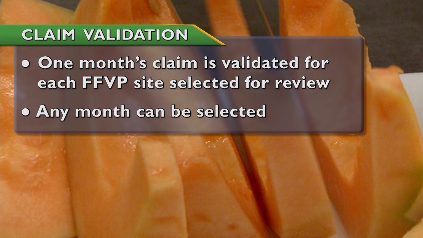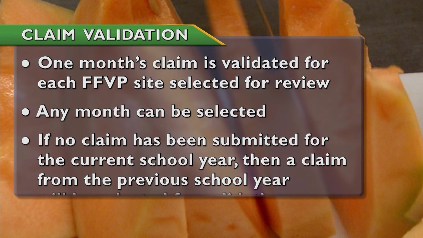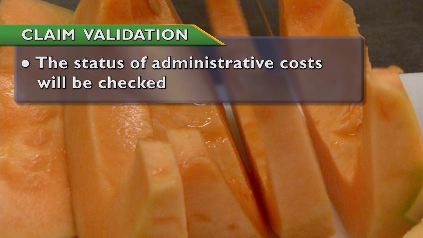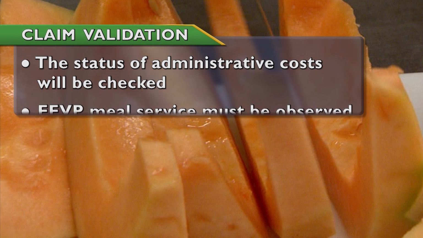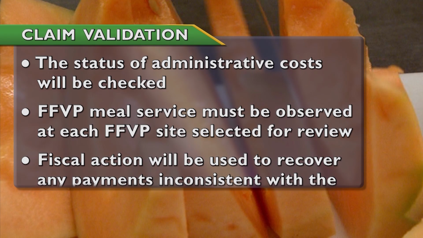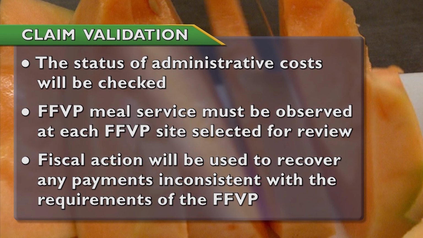If a claim has not been submitted for the current school year, then a claim from the previous school year will be selected for validation. The status of administrative costs will be checked. Observation of the fresh fruit and vegetable program meal service must occur at each FFVP site selected. Fiscal action will be used to recover any payments in whole or in part that is inconsistent with requirements of the fresh fruit and vegetable program.